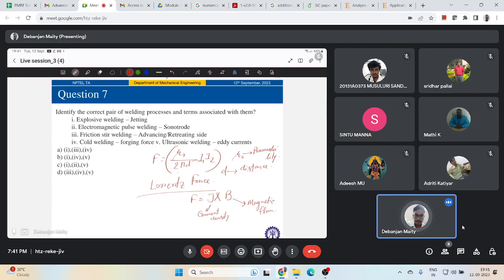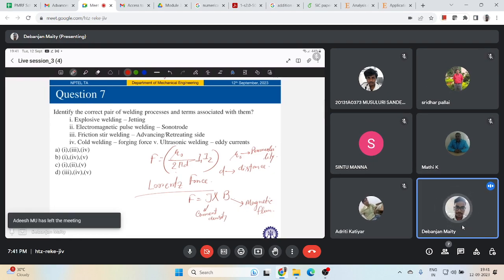The work pieces are repelled away from the coil towards each other, and they create an impact. Due to the Lorentz force, this lasts for a few microseconds. Due to that interaction between the induced eddy currents and magnetic fields, that's how it works in electromagnetic welding. I'm not going into the detail of the process parameters. There are, of course, specific applications for electromagnetic pulse welding. Anyhow, can we identify the correct pair of welding processes here?